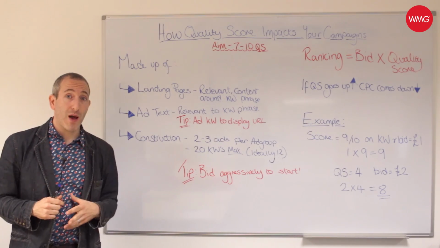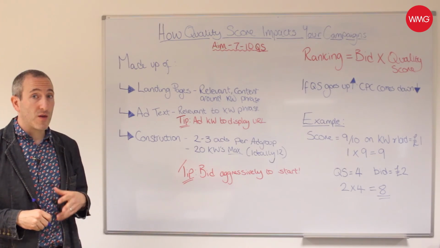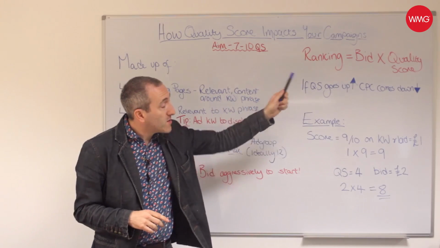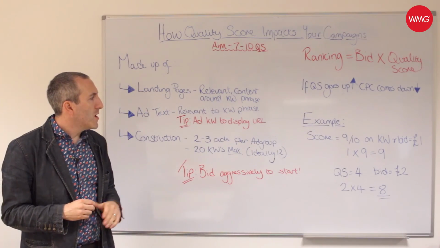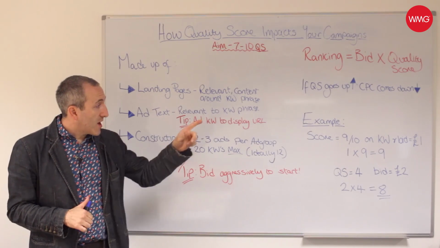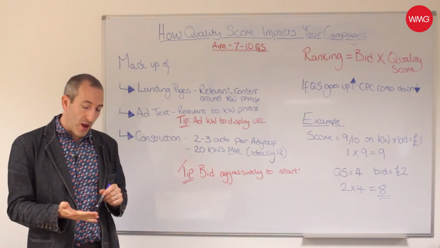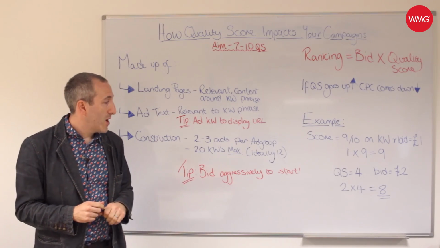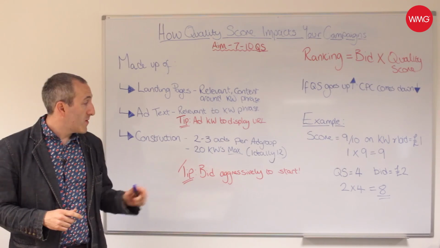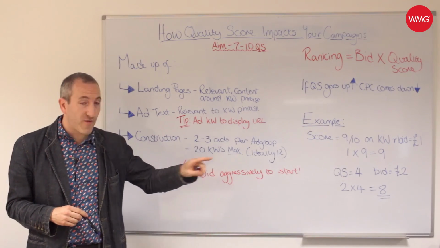So, in terms of impact of how much quality score is in terms of importance, your ranking on the page is your bid times your quality score. So, if we give an example here of a 9 out of 10 score on a keyword, and you set a bid price of £1, then your ranking is 1 times 9, which is 9. If you've only got a quality score of 4, and you set a bid price of £2 on that, then the best that you can achieve is 2 times 4, which is 8.